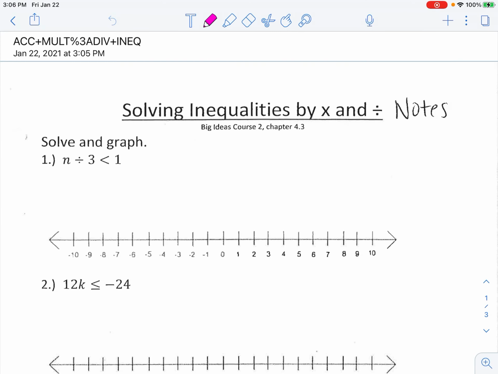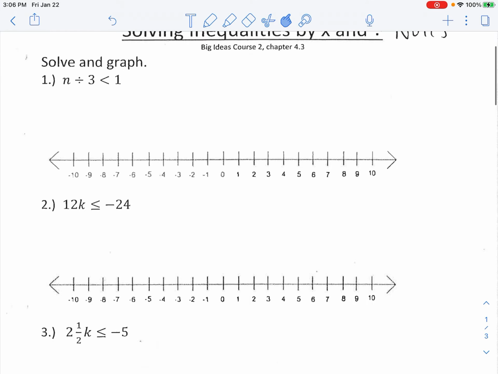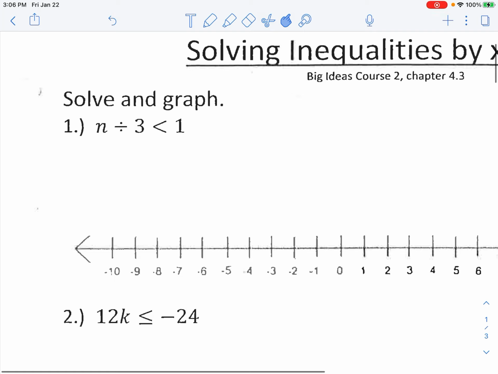Good morning. Okay, so we're going to move on to solving inequalities by multiplying and dividing. So remember that our steps are just like solving equations. So I'm going to zoom in here to n divided by 3 is less than 1. Remember, we always want to be sure that that variable is on the left before we start solving, which it is. So we're going to draw our mirror.